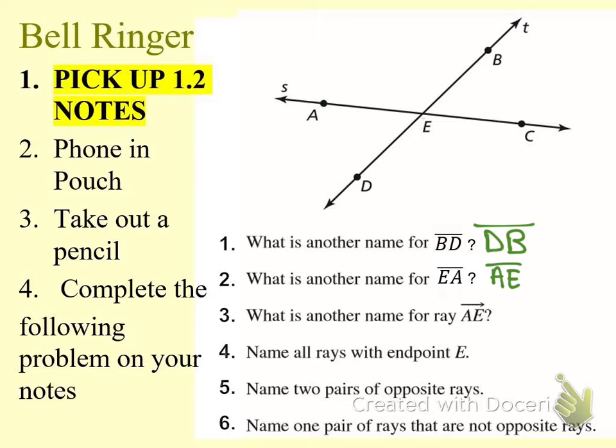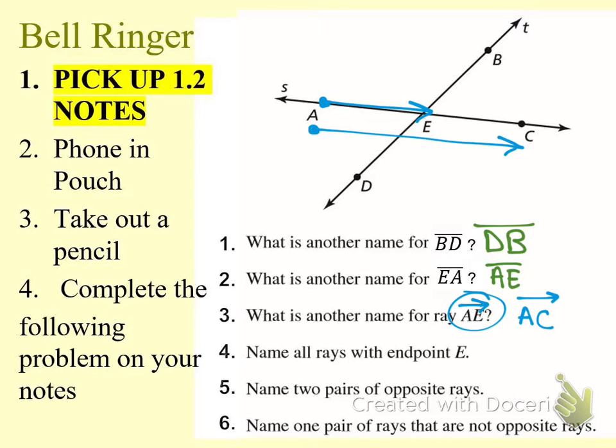All right. What is another name for Ray AE? So pause. When I say Ray AE, what is the starting point for this ray? A, and it goes infinitely in the direction of E. So when we rename it, we want to have the same idea. Will my arrow point to the left? No, I always point to the right. If I want to start in the same place, what letter would I pick? A, and then I want to go in the same direction as E. What is in the same direction as E? C. So AC is another name for Ray AE.